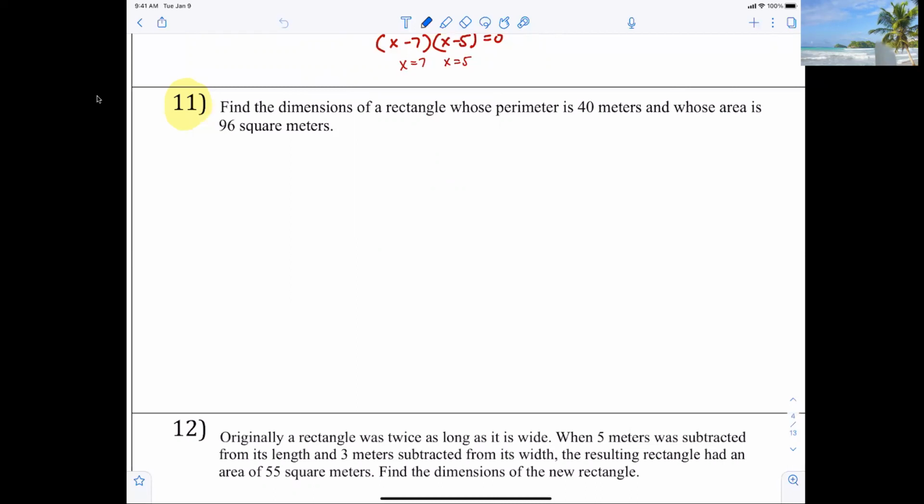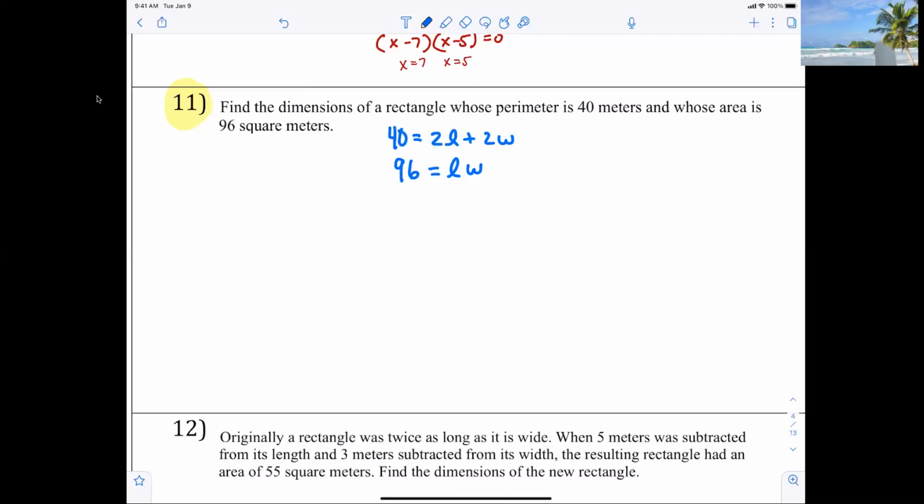Find the dimension of a rectangle whose perimeter is 40. So if the perimeter is 40, the first thing I'd want everybody to do is write down that 40 is equal to 2L plus 2W. Is everybody okay with that? And then it says the area is 96. So 96 is equal to length times width. Those are the two things that everyone should be able to write down.